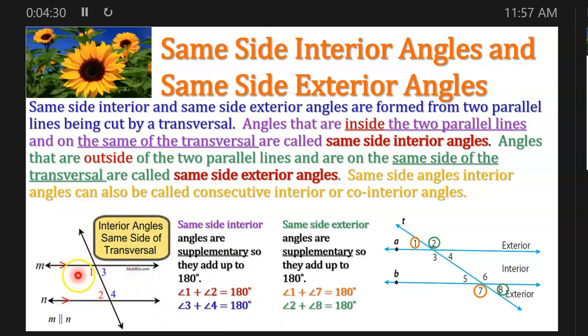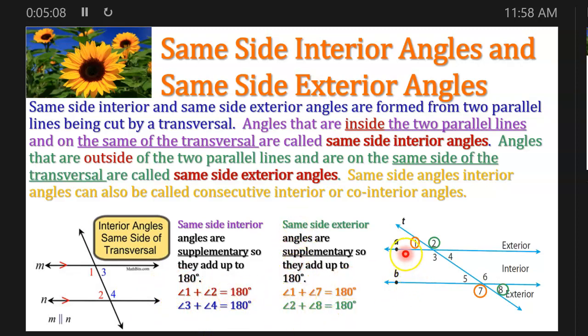So here are some examples where 1 and 2 are on the same side of this transversal and they're inside of the parallel lines. So that's going to be same side interior over here. And then the blue as well, 3 and 4. I know that when they're on the same side of the transversal and inside, they're going to be supplementary. They're going to add together to make 180. So you would just add the two angles together, make it equal to 180, and then solve if you had a variable there and they were asking you to solve.